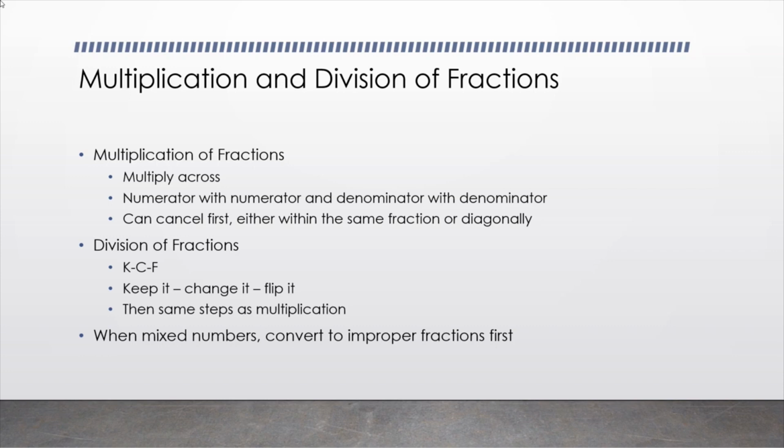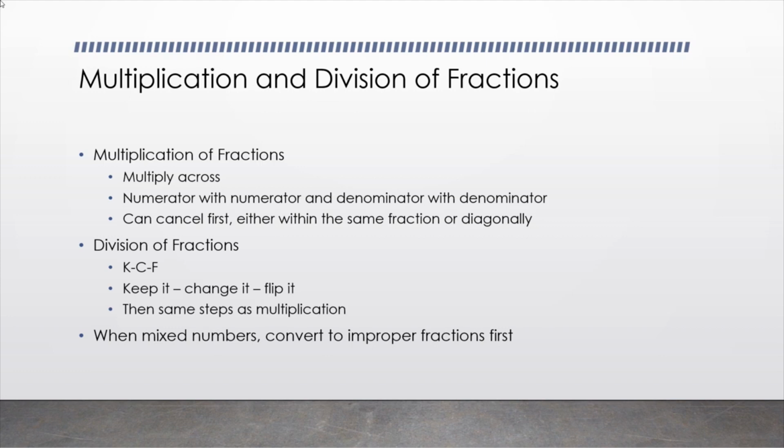Now, if possible, you can cancel first. And I would strongly suggest this because it's going to make the multiplication easier because you're going to have smaller numbers. And you can do this either within the same fraction or diagonally. Now, the division of fractions, what you do is you keep it, change it, flip it. And then you follow the same steps as multiplication.